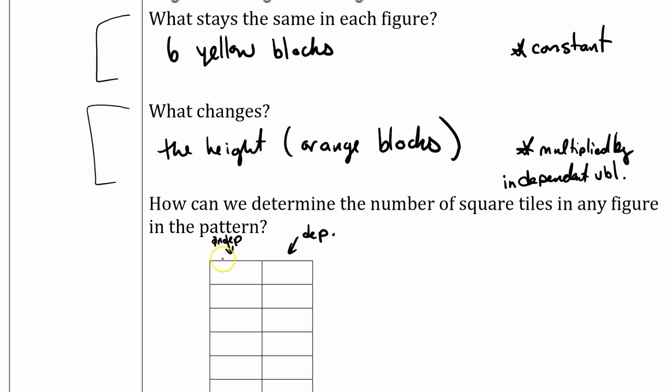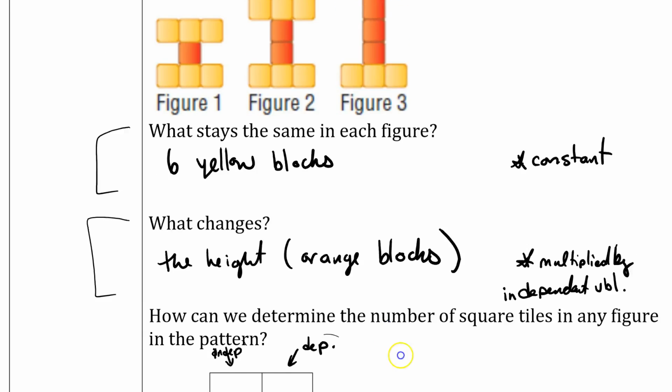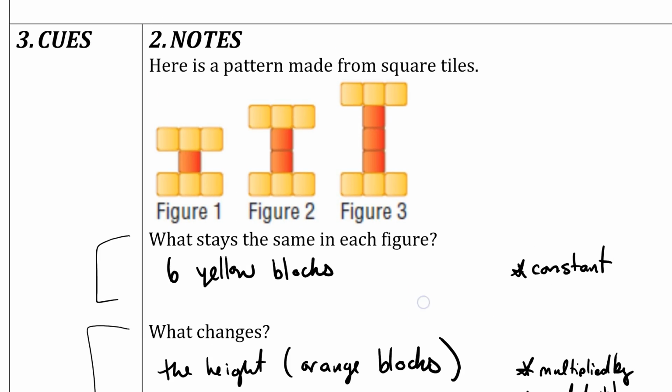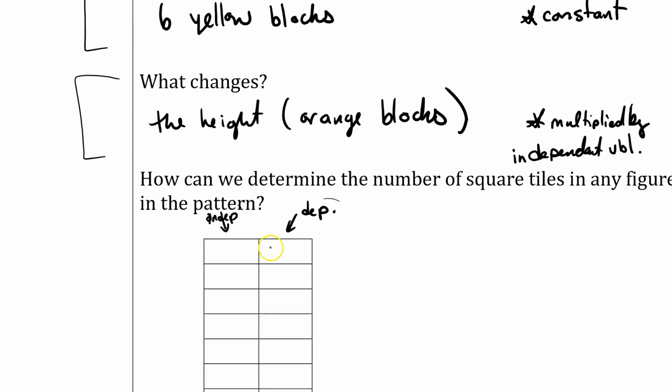Now, the independent is a value that we can choose at random that we plunk into an equation. The dependent is the answer that comes out of it. So the dependent depends on what we choose for our independent. When we talk about the total number of blocks, that's going to be our dependent. We're going to call that T.